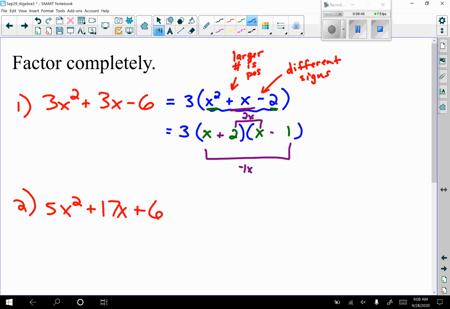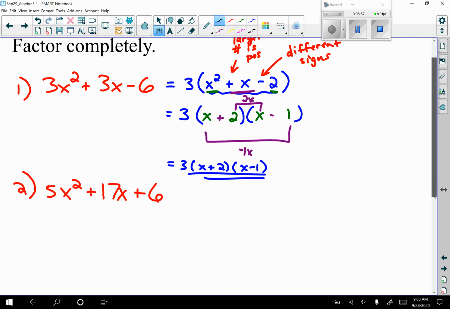So I know I have all this work kind of around it, but here's our final answer: 3 times the quantity of x plus 2 times the quantity of x minus 1. And those are just different ways, kind of like puzzle pieces. We first put them in and then we see if they fit.